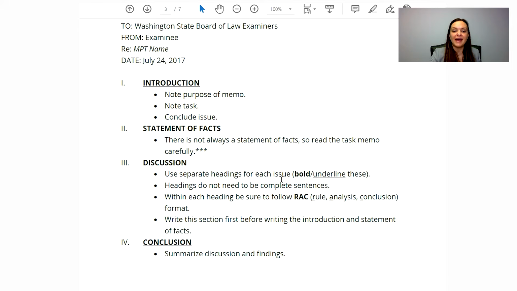As for the statement of facts, this is not always a necessary component of the task. So again, make sure you're following the instructions presented. If you're supposed to be including a statement of facts, this is where you're summarizing those relevant or pertinent facts. I would do this after you craft your discussion section, because this way you'll have a better feel for those facts that are important and you'll be able to do this more quickly.